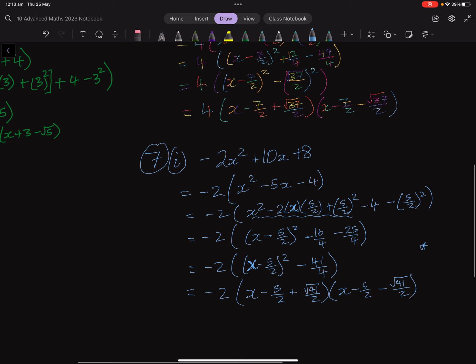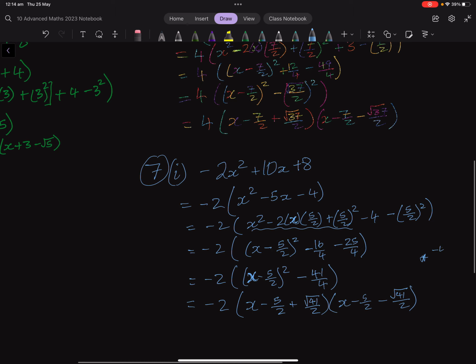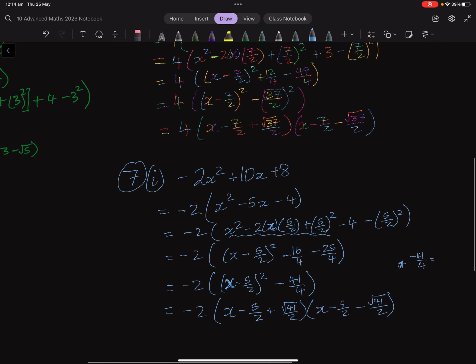Remember, why did I have to square root it there? Because in the previous case, when I had negative 37 over 4, I made that root 37 over 2 and squared. So my negative 41 over 4 in that one is exactly the same. Let's just ignore the negative and make it 41 over 4. That's exactly the same as root 41 over 2 all squared.